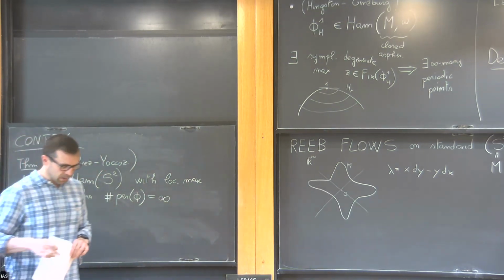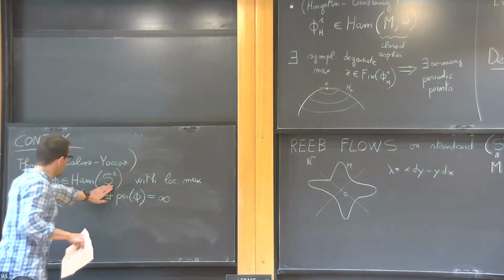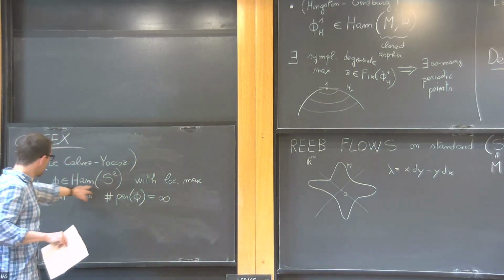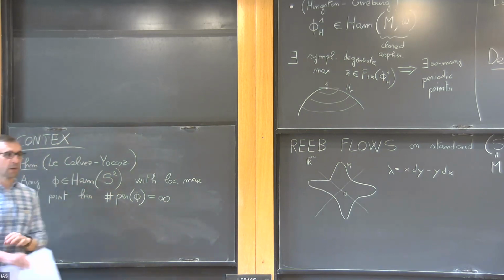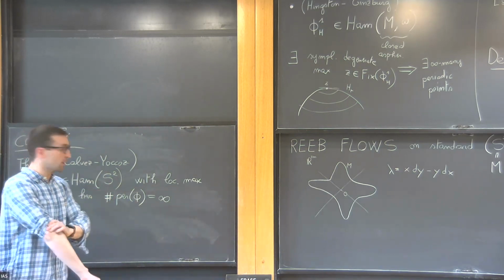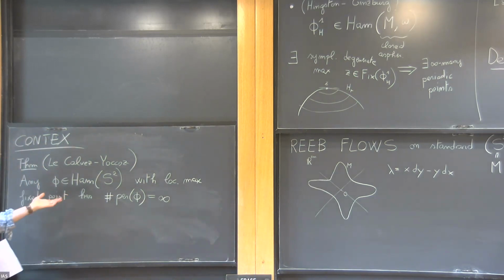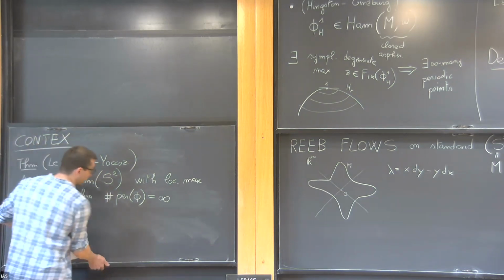I state it for spheres because Hamiltonian diffeomorphisms of other surfaces always have unconditionally infinitely many periodic orbits, periodic points. Nancy proved it for all even dimensions. So this theorem was striking to the experts.